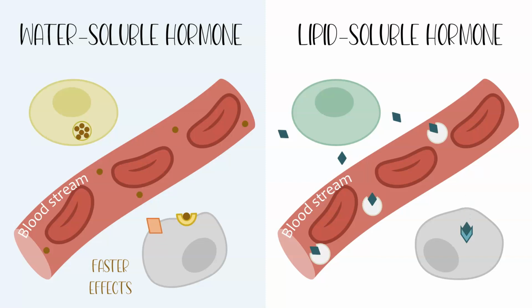Lipid-soluble hormones often have slower effects because they interact with the DNA to change gene expression. If the hormone turns on a gene, it'll take some time for that gene to be transcribed and translated.